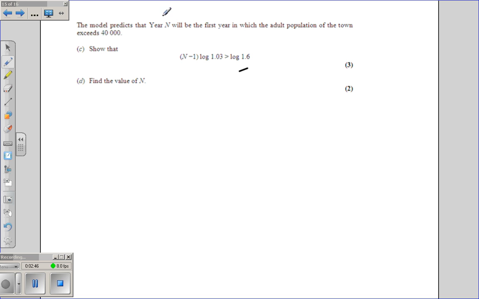So they're on about a year n, they're not on about a sum, so they're on about the nth term. You can use your formula book to look up the nth term rule, which is this: a r to the n minus 1. So to find any term, you just do a r to the n minus 1. So it says in year n, it'll be the first year where the adult population of the town exceeds 40,000. So a r to the n minus 1 will exceed 40,000.